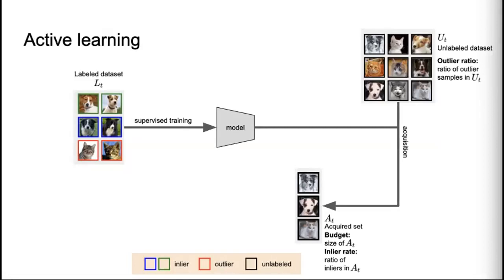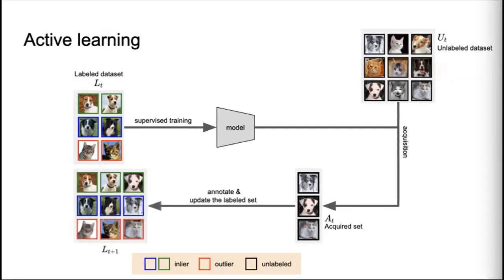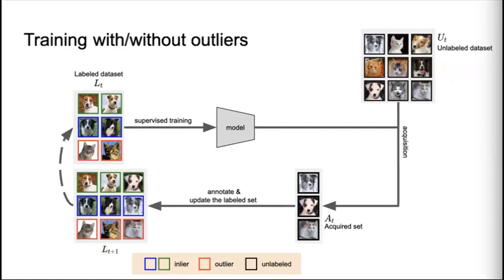Here are some useful terms. Outlier ratio is the ratio of outliers in the unlabeled dataset. Acquisition budget is the size of the acquired set, and inlier rate is the percentage of inliers in the acquired set. After acquiring new images, they are annotated and the labeled set is updated. This process can be repeated many times.